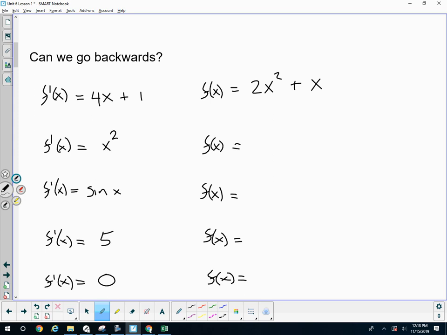Let's try x squared. Let's try sine x. Let's try 5, and let's try 0. Very good.